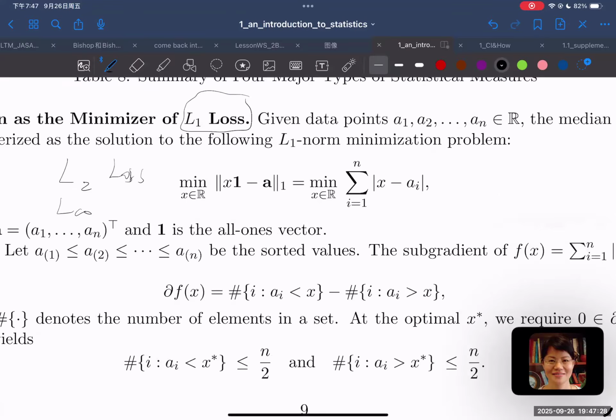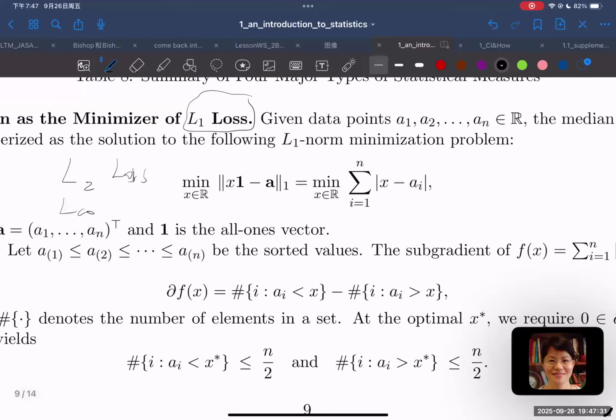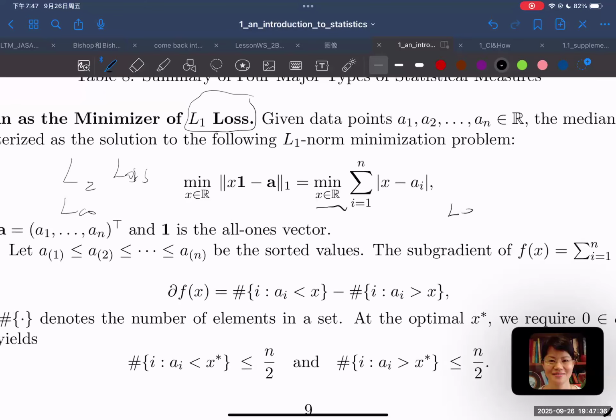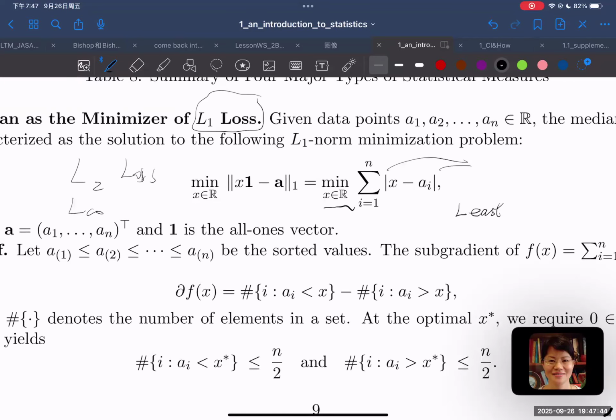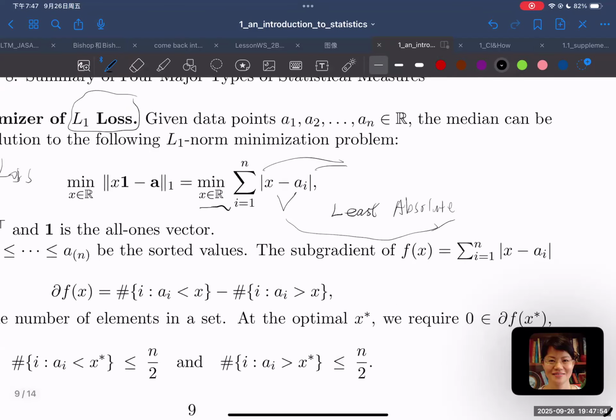For L1 loss, here you can see this minimization. Usually you use the word least, right? Minimization means least. Least what? Here, like this one, the absolute value, right? The absolute value. Yeah. And then the next one, the difference here, would be the deviation. So sometimes you would see LAD, least absolute deviation, which means you would obtain some L1 loss.